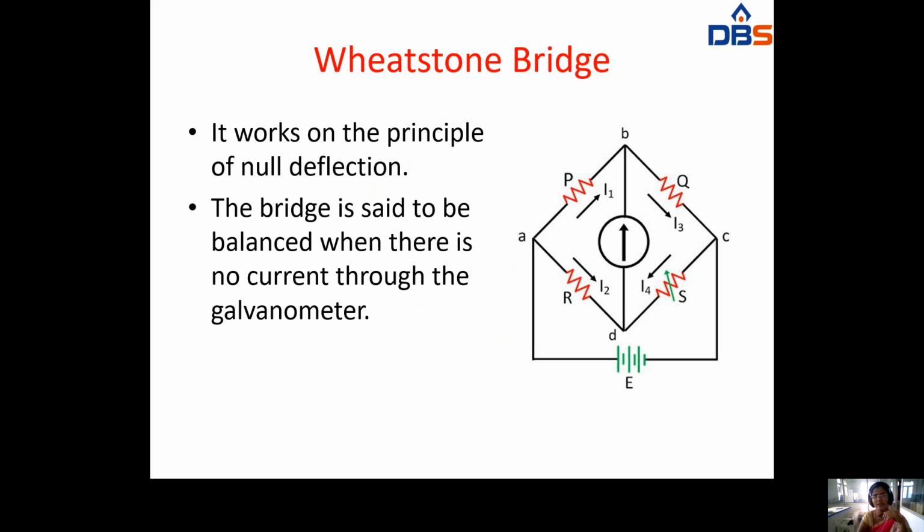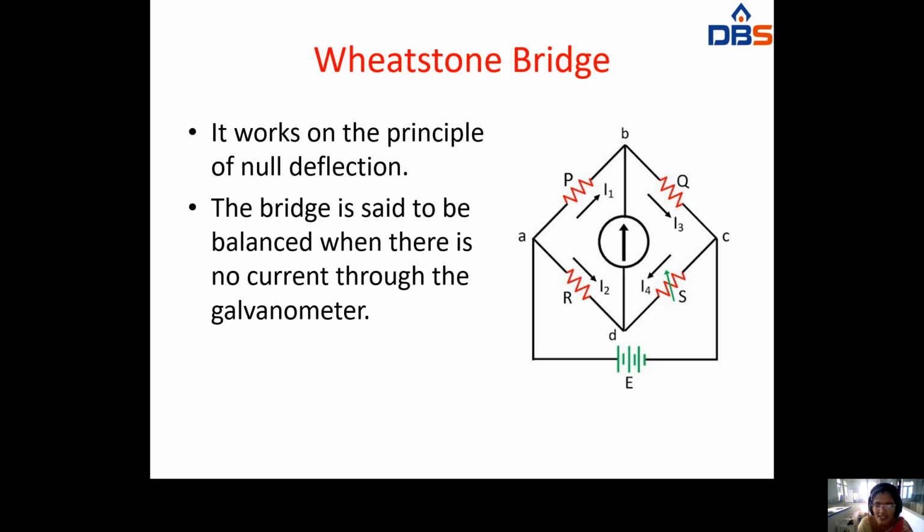Wheatstone bridge. This bridge is used to find the medium resistance, that is, the resistance value which lies between 1 ohm to 100 ohms. It works on the principle of null deflection. Whenever the galvanometer shows null deflection, the bridge is balanced.